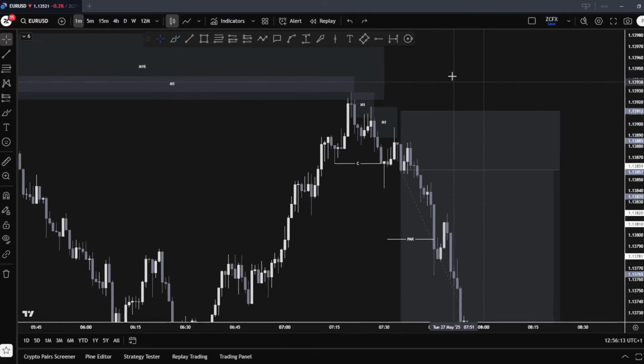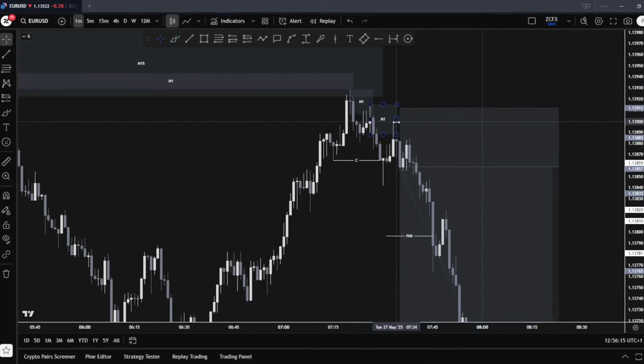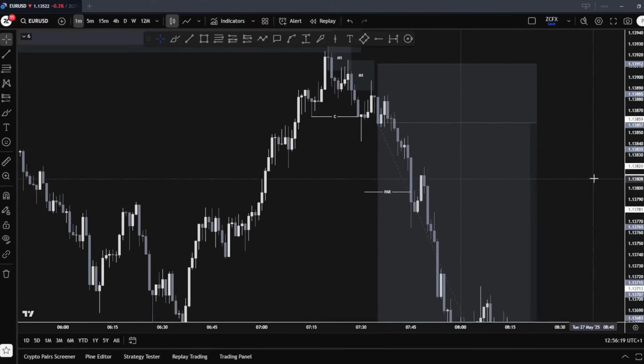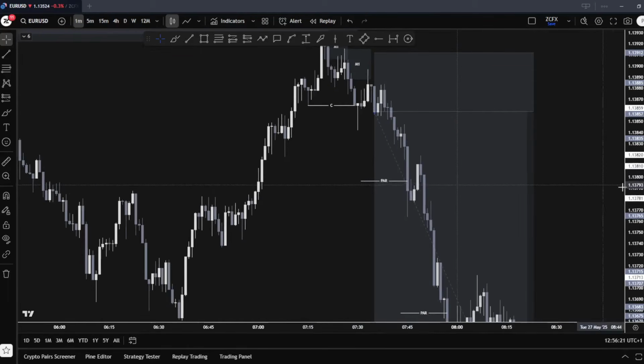Okay, so that's exactly why I did that. Originally I wanted to put it above there, but I put it above there just to give it more room to breathe. Okay, from this point I took partials in pretty much key areas.